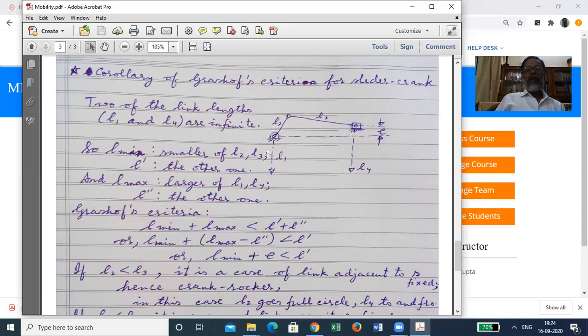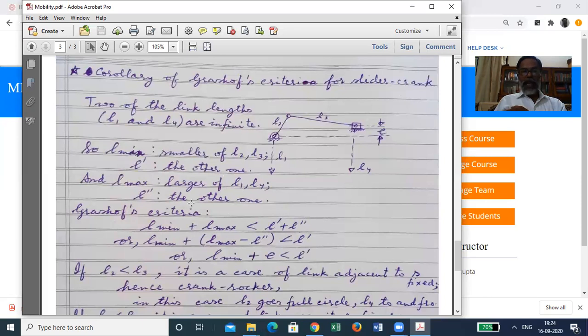Similarly, between these two, one of them is the largest, in this particular figure L4. So call that L max. And the other one, in this case L1, you denote as L double prime. Now the Grashof criterion: shortest plus longest is less than the sum of the other two. That will be L min plus L max less than L prime plus L double prime.